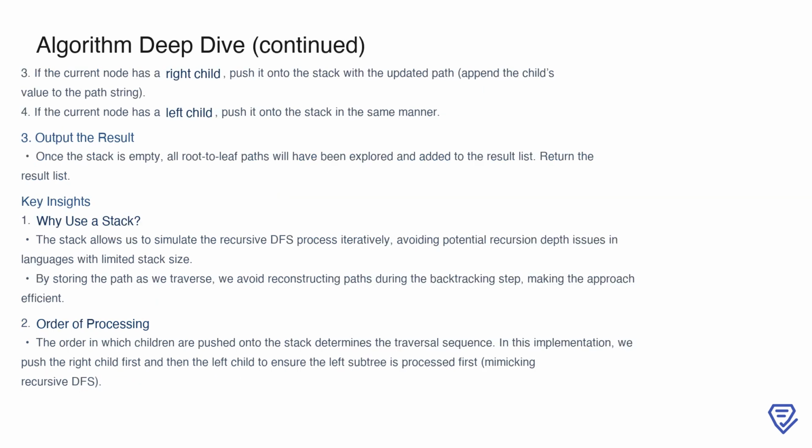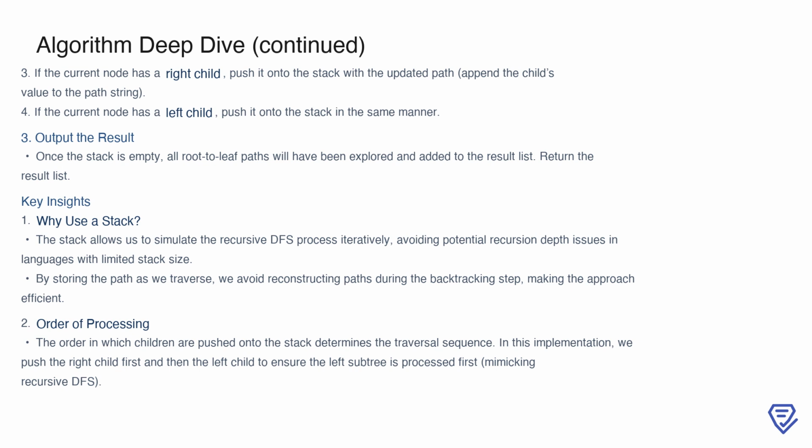Now, we move on to the DFS iteration using the stack. While the stack is not empty, we repeatedly pop the top element, which gives us the current node and the path string leading to it. If the current node is a leaf, meaning it has no left or right children, we add the path string to our result list since we've completed a root-to-leaf path.